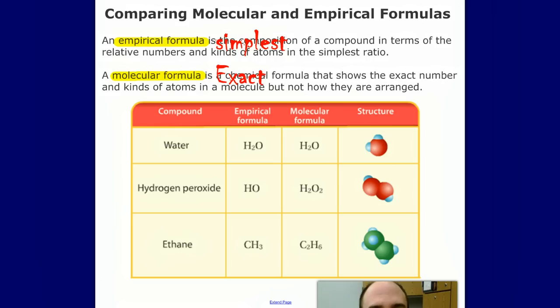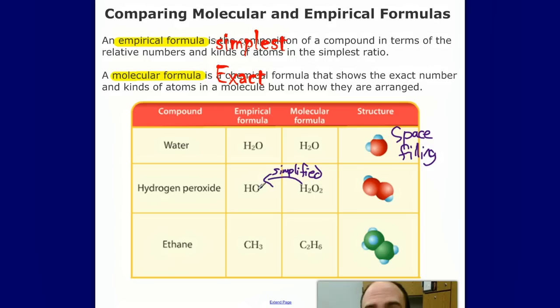Down here we have some examples. If you're taking a look at them, we have the empirical formula and molecular formula for water. It's the same thing. There's its structure. This is a space-filling model, which we've talked about before. A little different than the ball and stick model. Hydrogen peroxide, however, its empirical formula is different than its molecular formula, because the molecular formula is the exact formula. That's what the compound looks like. The empirical formula is simply the simplified version of it.